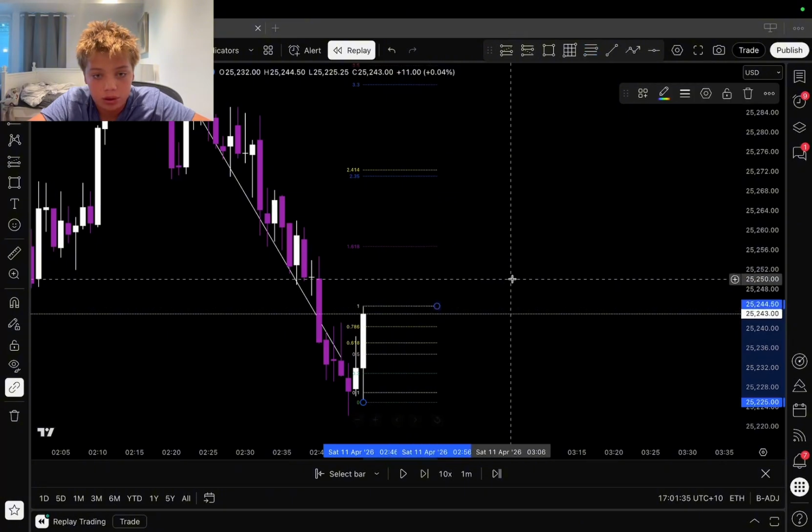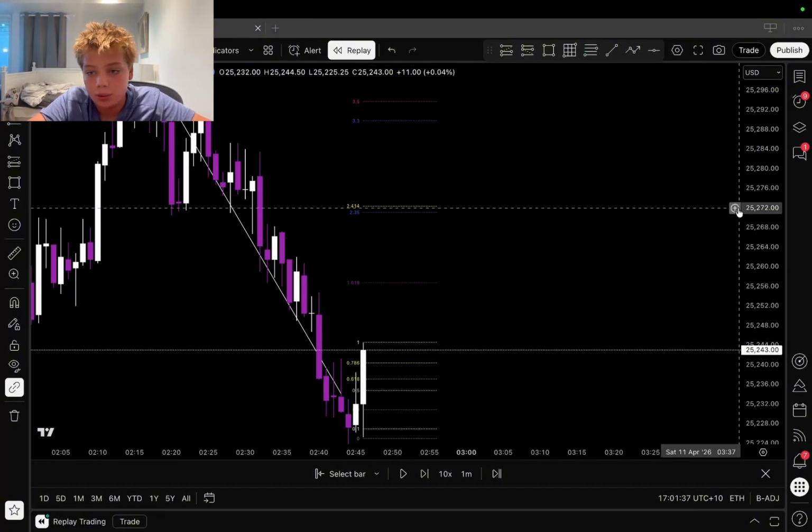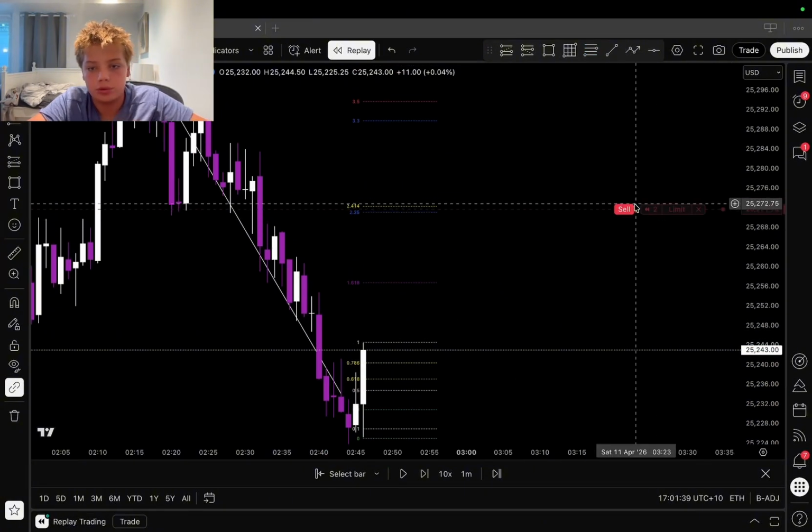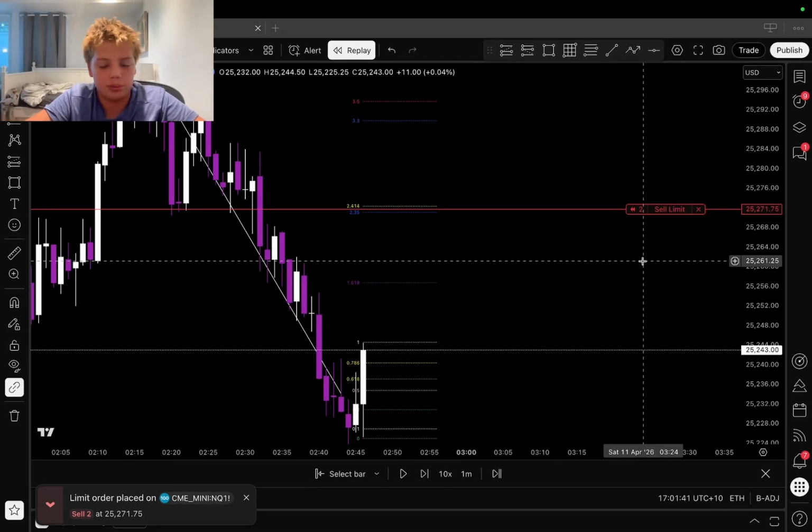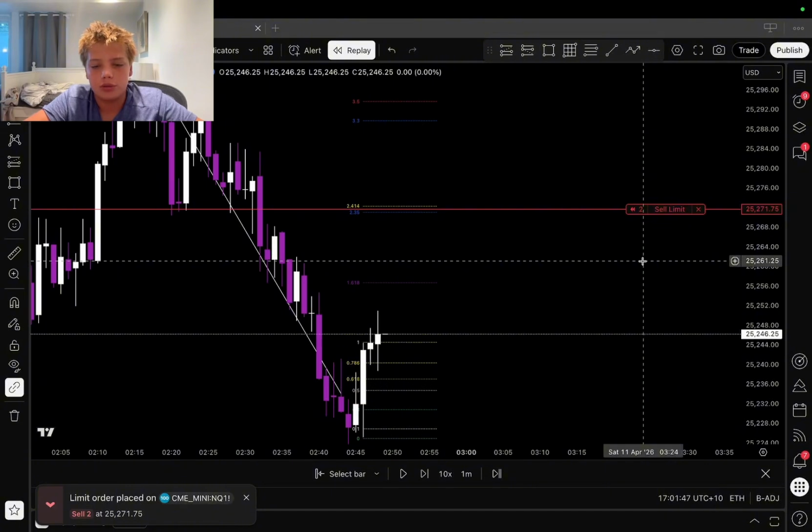which have not been invalidated yet, and then we can put our entry just below the 2.414 line, because obviously sometimes it's a little bit too perfect and then you get edged. So it's more just so you get a good fill, and then you want to wait for it to hit that level.